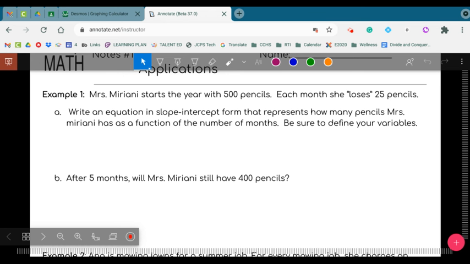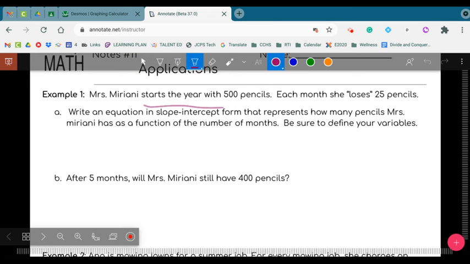It says, Mrs. Mariani starts the year with 500 pencils. Each month, she loses 25 pencils. Write an equation in slope-intercept form that represents how many pencils Mrs. Mariani has as a function of the number of months. Be sure to define your variables. So we have two numbers.